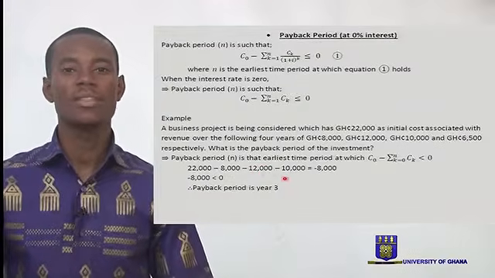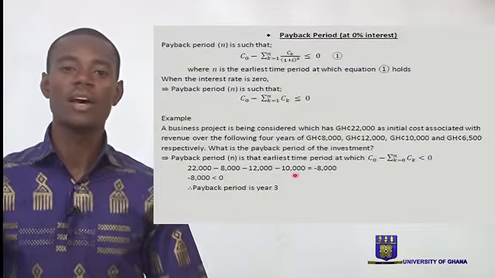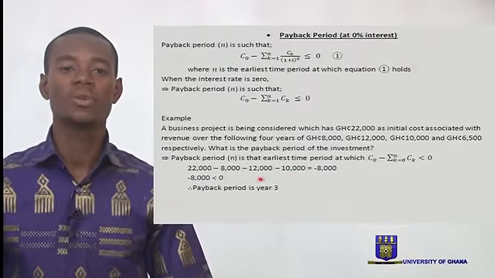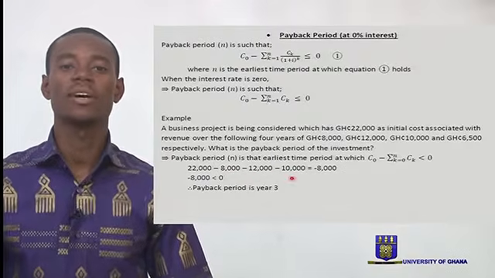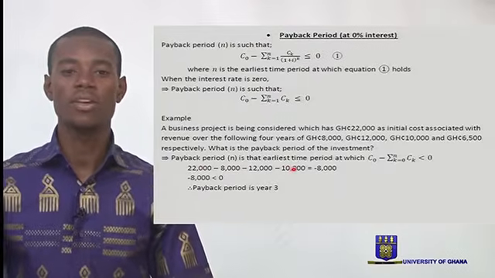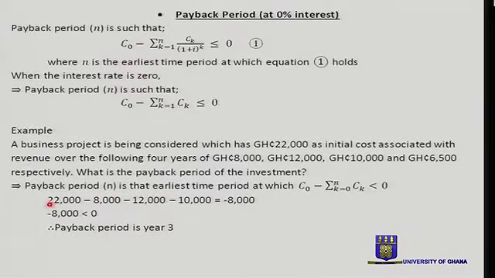And so let's consider the third period, which brings in a cash flow of 10,000. Now, if I put these three values together, 8,000 plus 12,000 plus 10,000, you notice that the sum of these three values over this 3-year period will be greater than the 22,000. If I take all these three out of the 22,000, I'm going to have a value of minus 8,000. Now, this value here is less than 0.